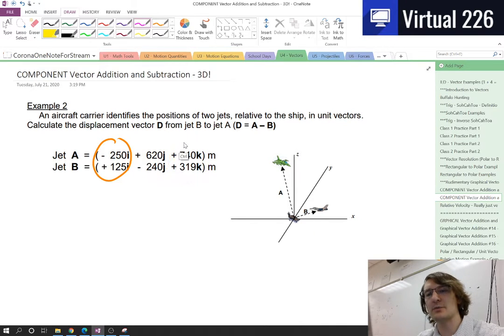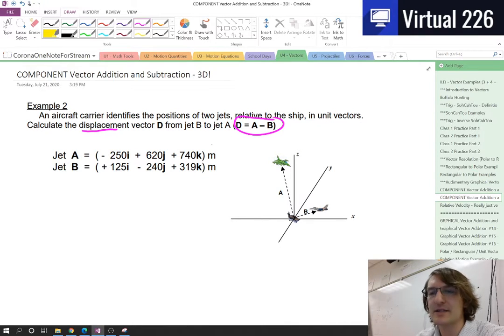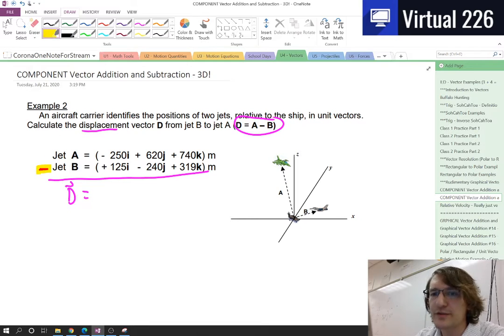In our case here, what we're going to be looking at is the displacement vector d from jet B to A. To solve this displacement vector, we want to subtract these values. So we want to take A minus B, and this is going to give us our displacement vector. Now to do this, you do the exact same thing as before, except watch for this negative.